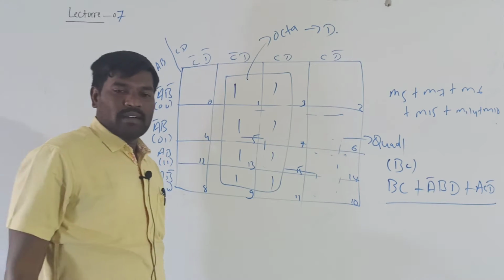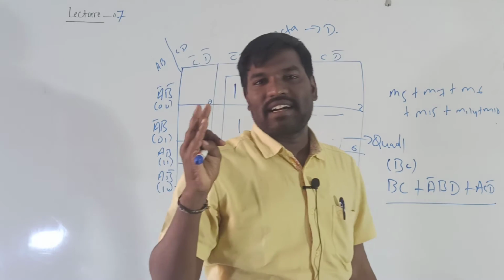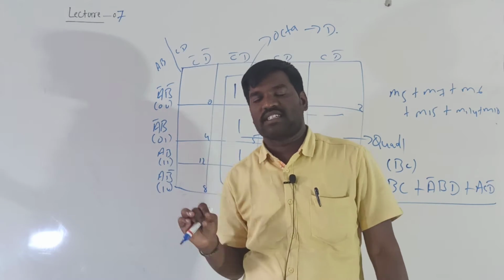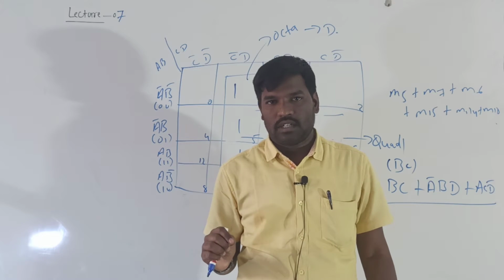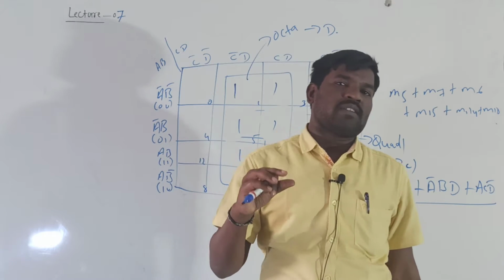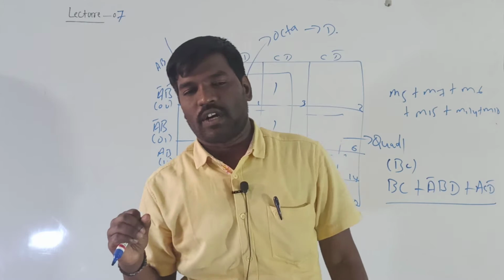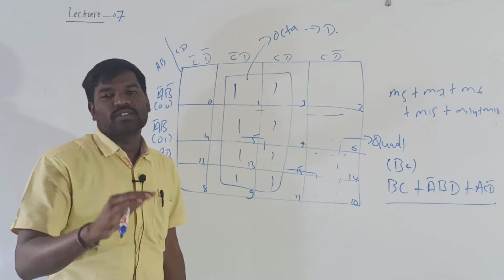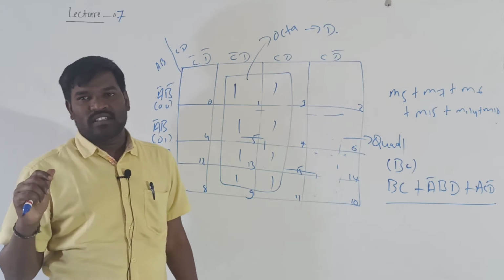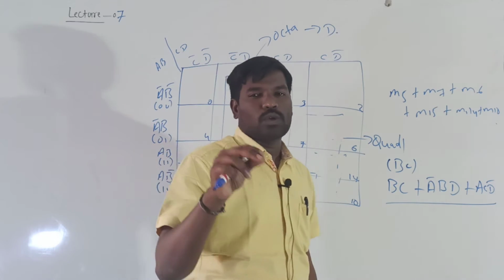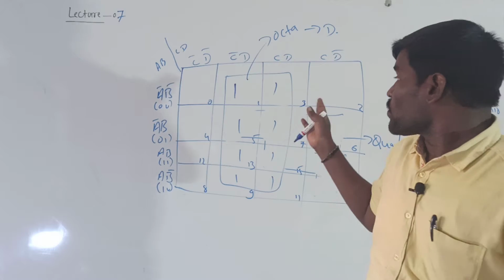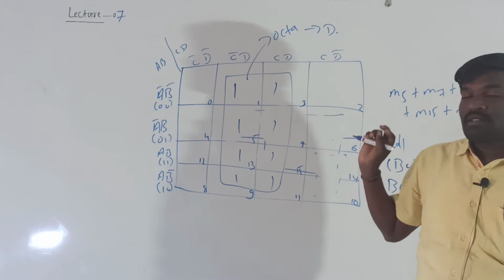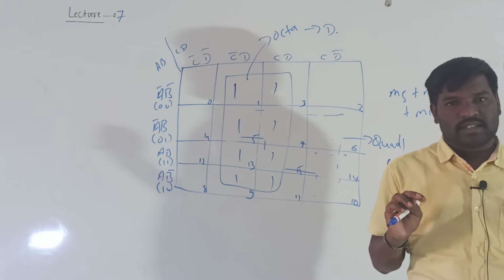So we have to remember pair, quad and octa. Pair gives 3 variable result, quad gives 2 variable result and octa gives single variable. Okay, so if you want to solve the K-map, first we have to solve based on priority. The first priority goes to the octa because it reduces the number of variables. If there is no octa, then we go through the quad, which gives the 2 variable. In the same way pair, which gives the 3 variable.